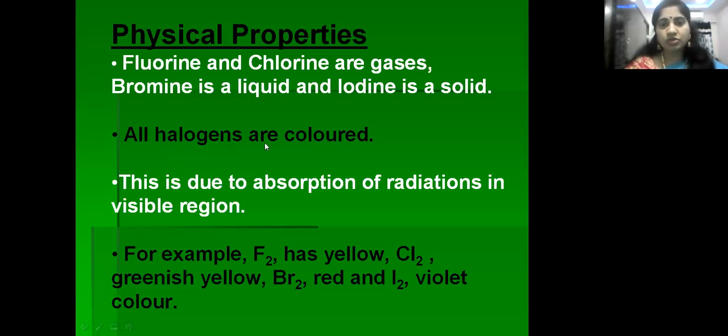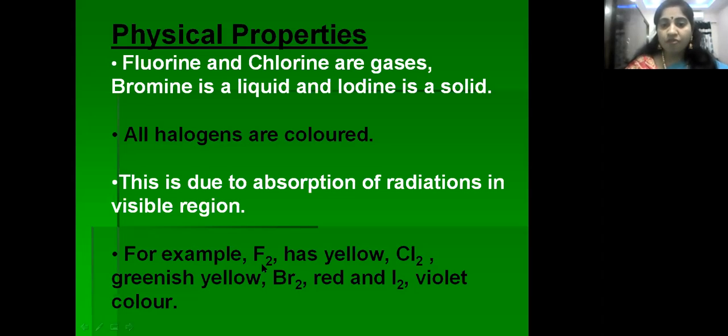So all halogens are colored. Why do they have color? Because in the outer shell they have one unpaired electron, is it not? That electron absorbs radiation in the visible region. Whenever we see a color, it means that the absorption of radiation is in the visible region, because we can only see the visible region. By absorbing that radiation, these electrons enter into a higher energy state. Because of that, these halogens have color.